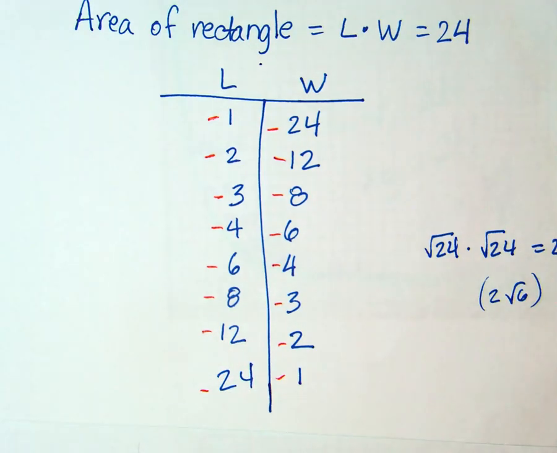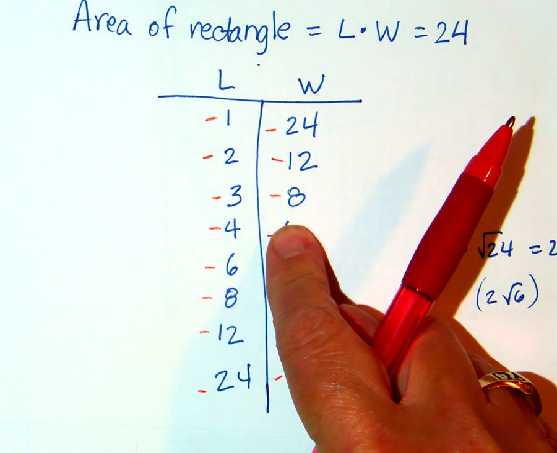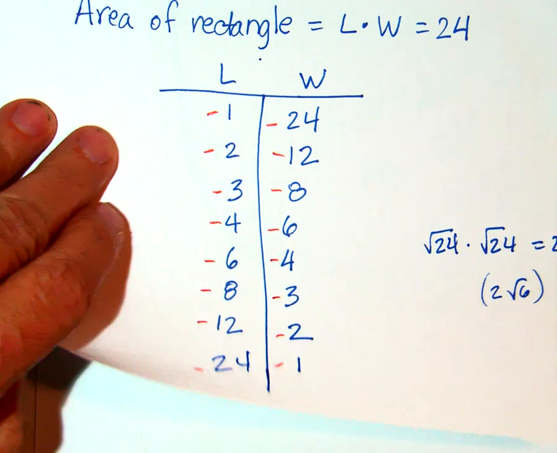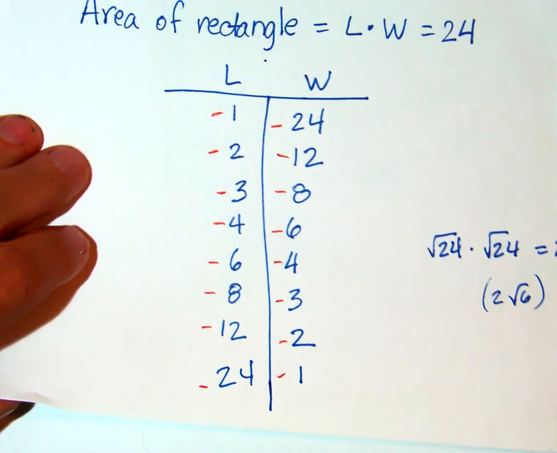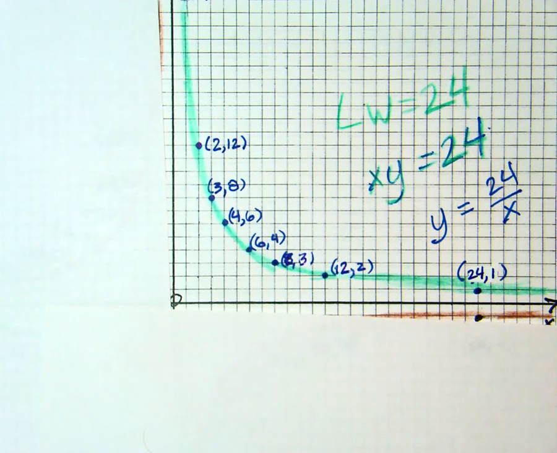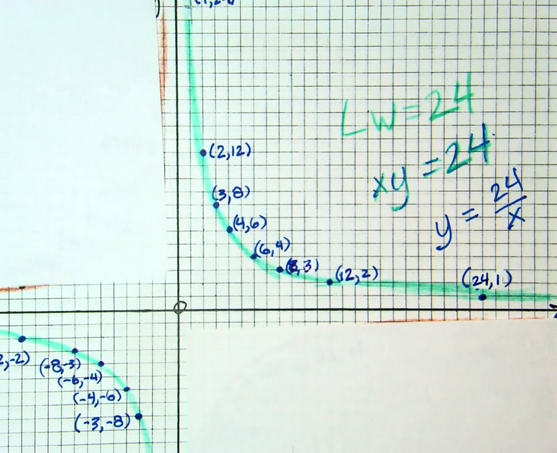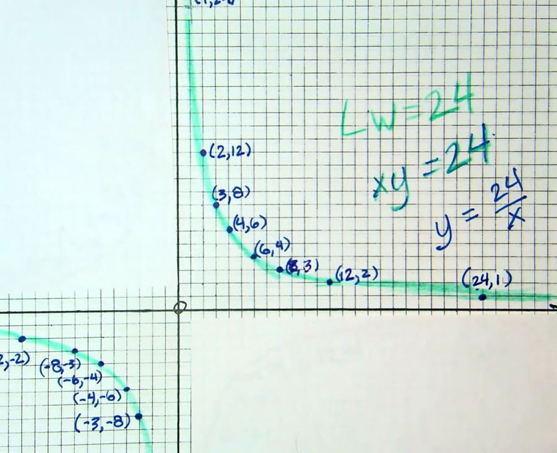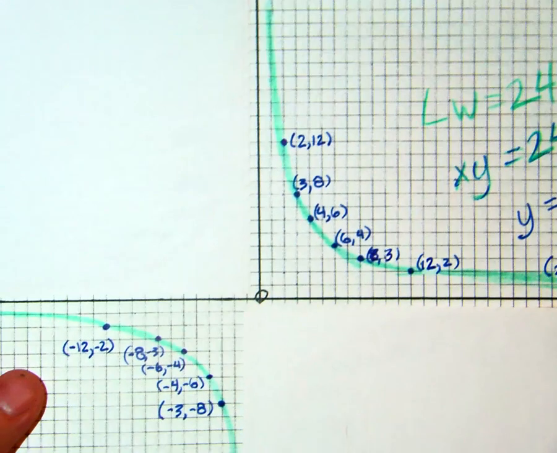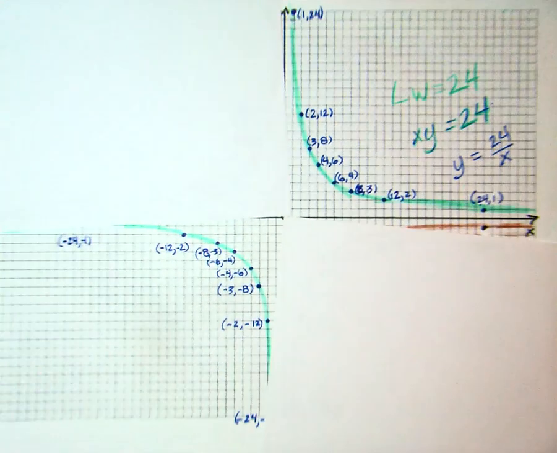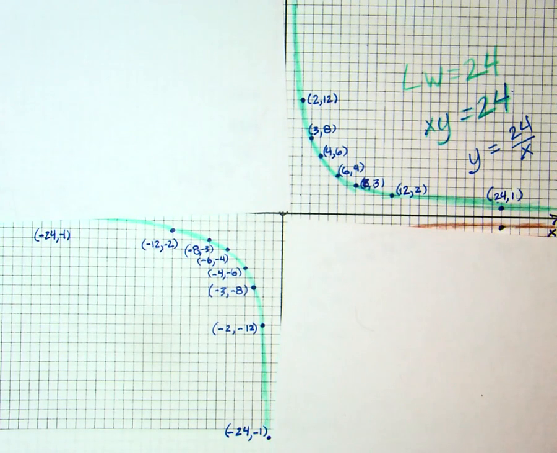So, I can't draw this. This is not a rectangle. It's negative, but nevertheless, it can still be quite useful, and I can plot it. And what it's going to look like is this. Okay? So, what we have here now is every one of them is negative.